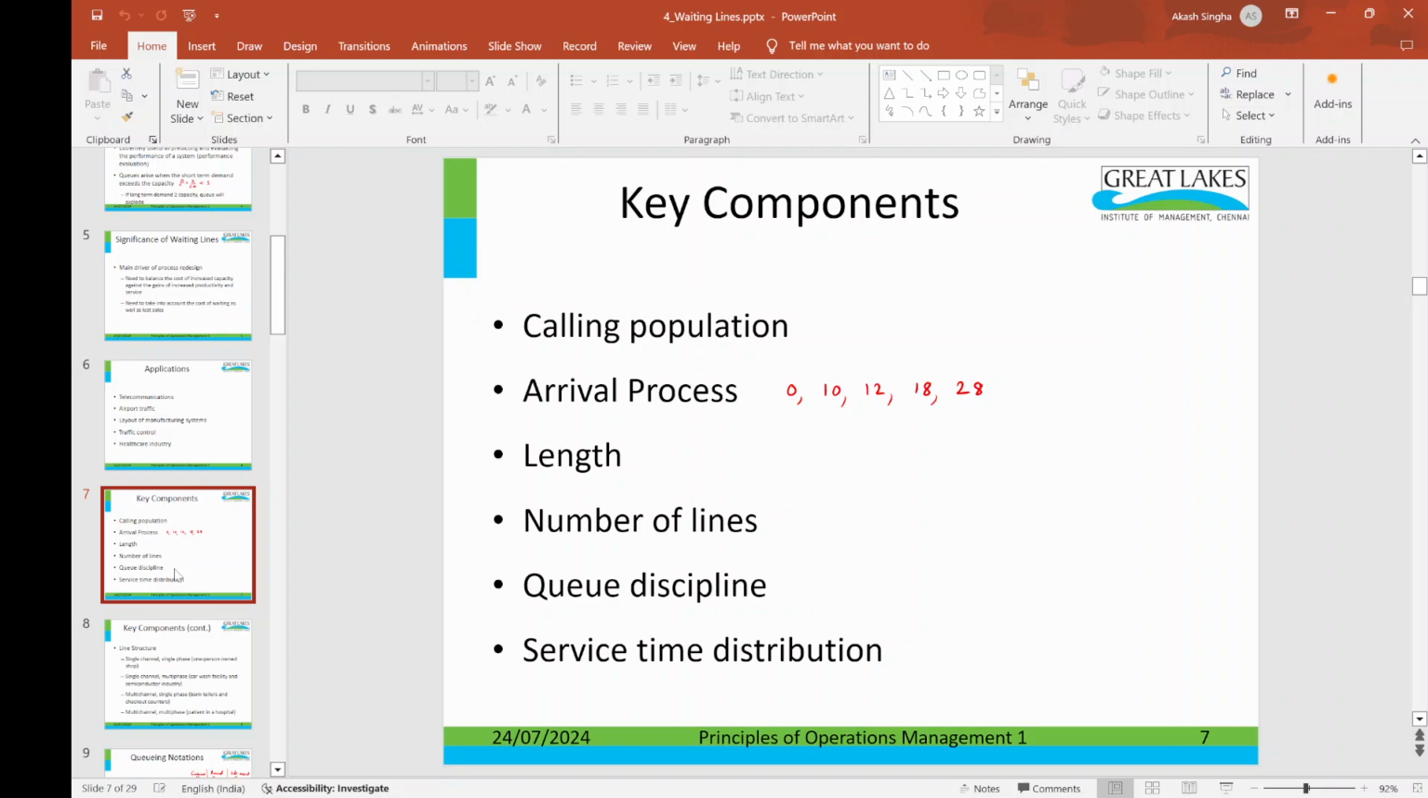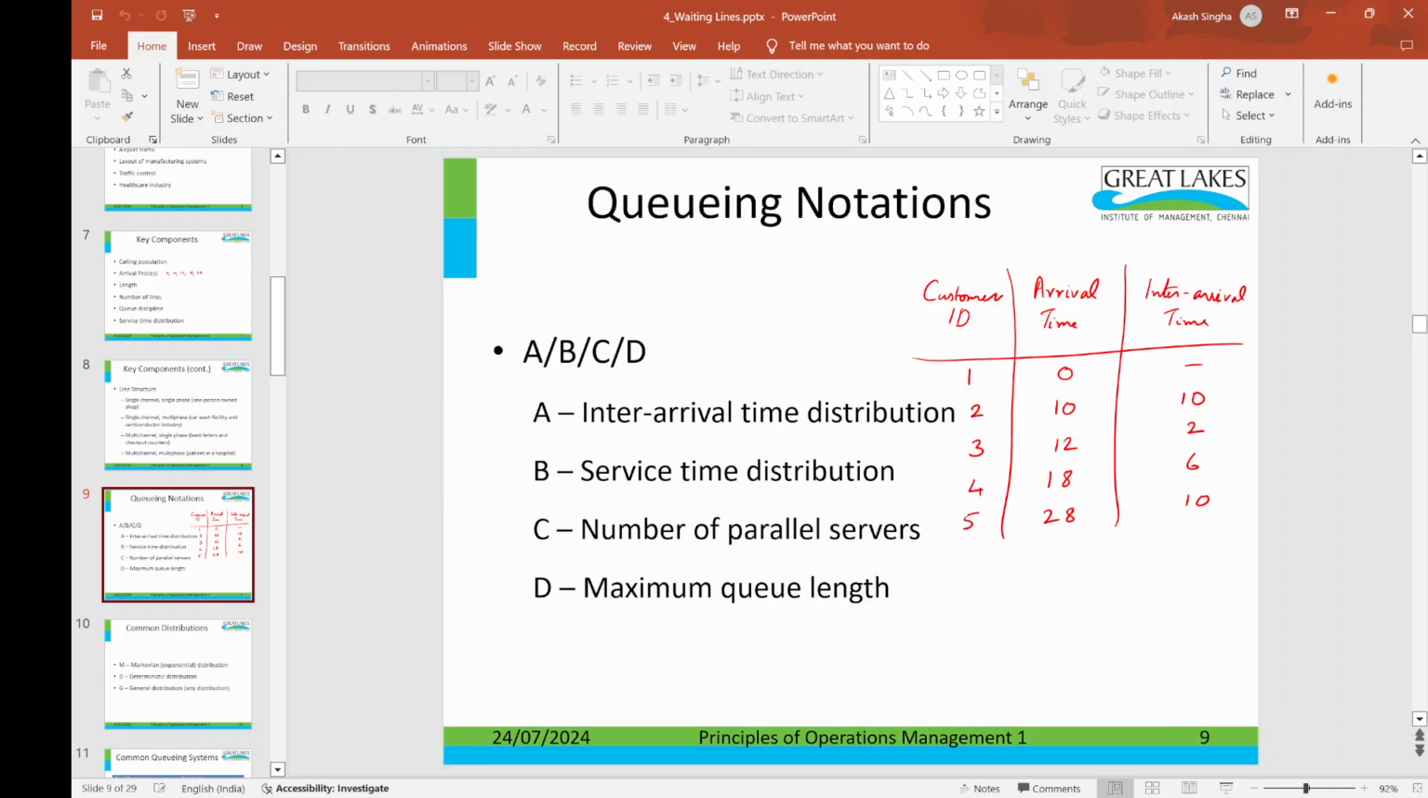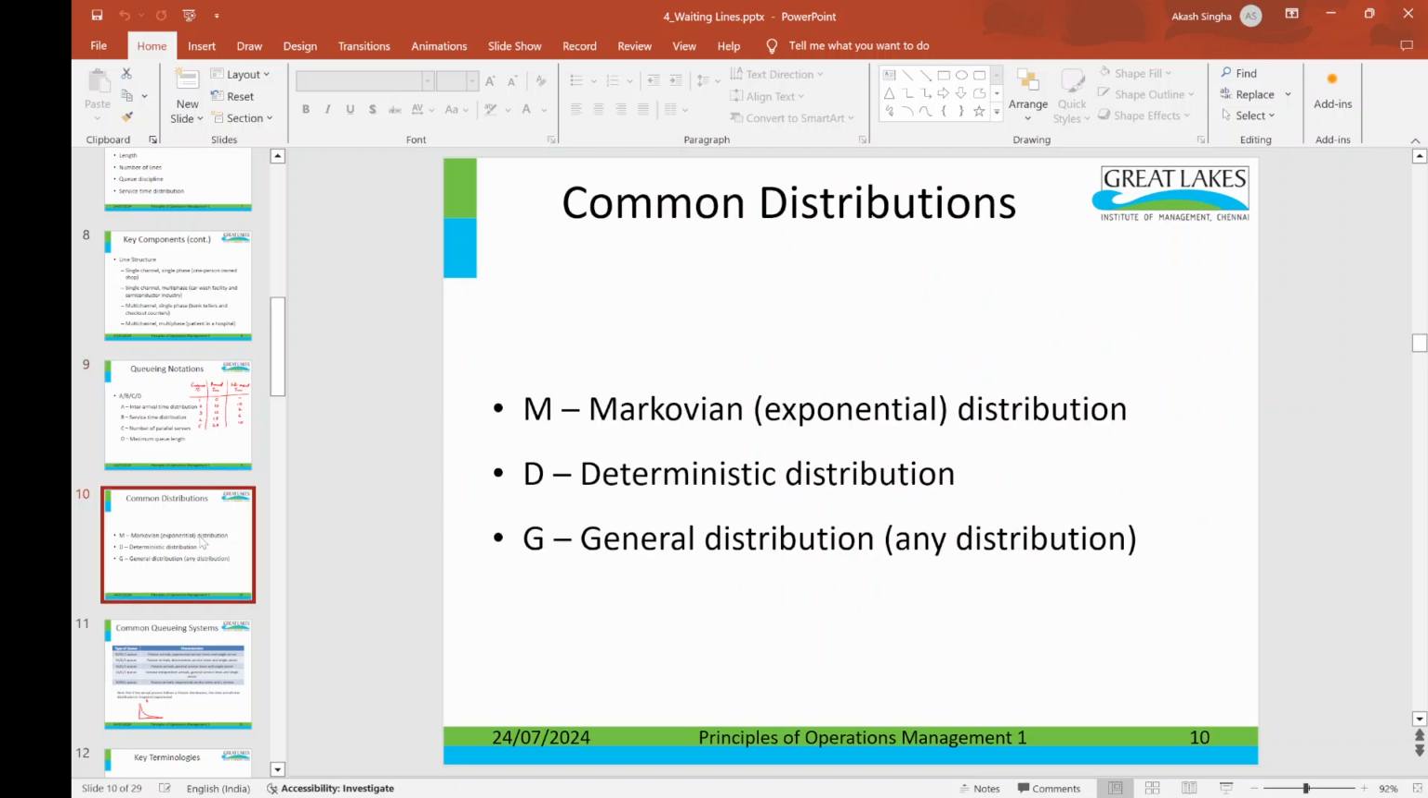Then theory: the interarrival time is basically the difference between the last two, 10 minus 0, 12 minus 10, like that. And this generally is exponential. If you plot this, it would look like an exponential distribution. Common distributions are Markovian, exponential, deterministic, and general distribution. It will be given what kind of distribution it is.